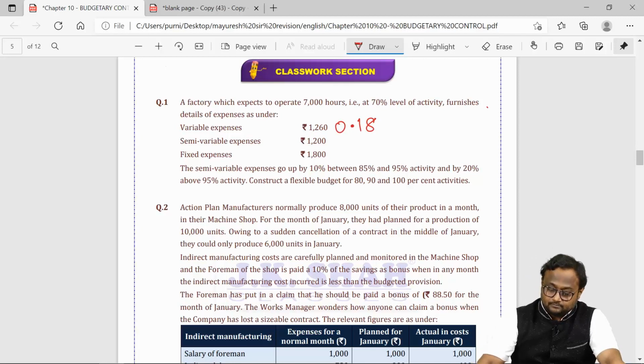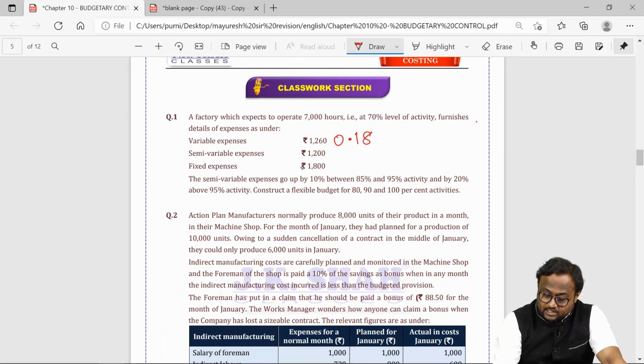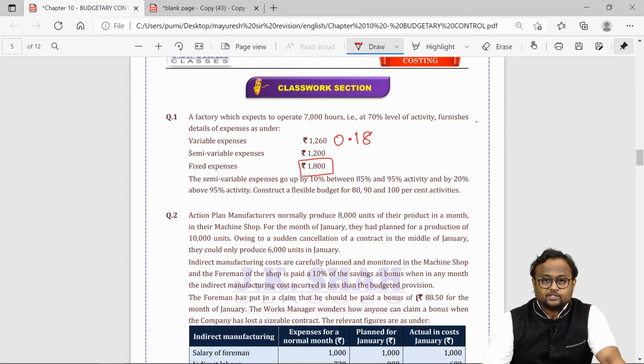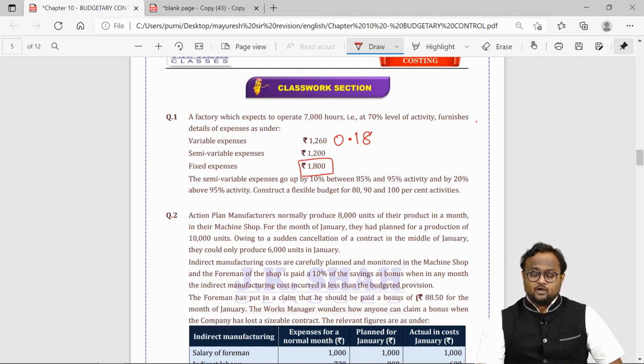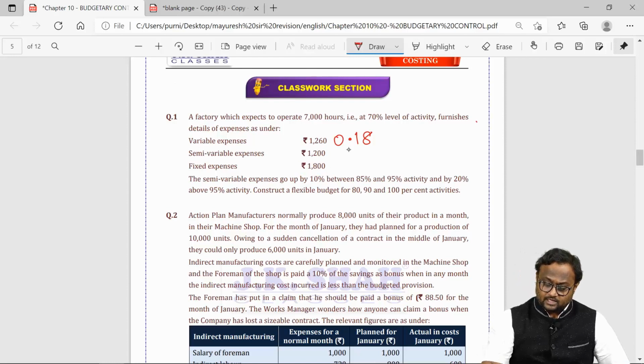per hour. As far as fixed is concerned, I know there is not going to be any change. It's going to be 1,800. If they would have mentioned any change, I would have changed 0.18 in case of variable cost and I would have changed 1,800 in case of fixed cost. So even that is fine.